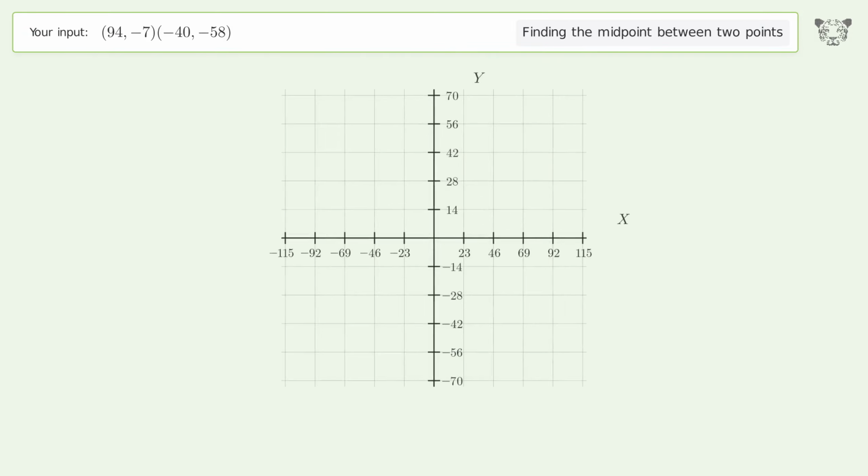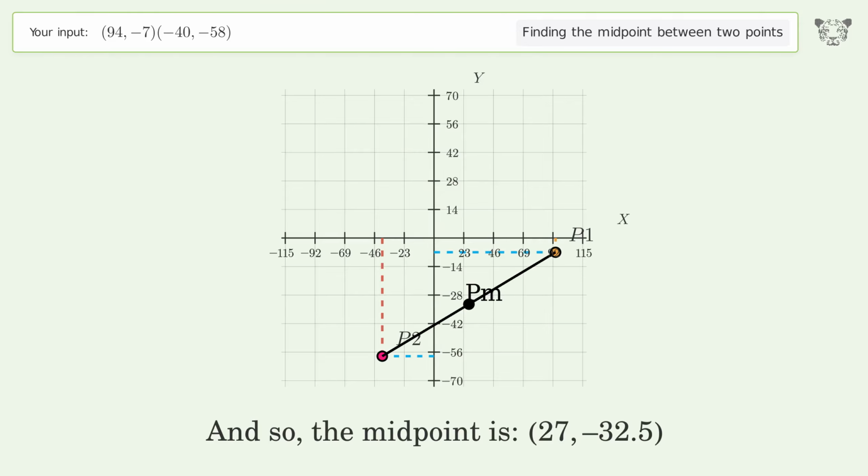And so, the midpoint is 27, negative 32.5.